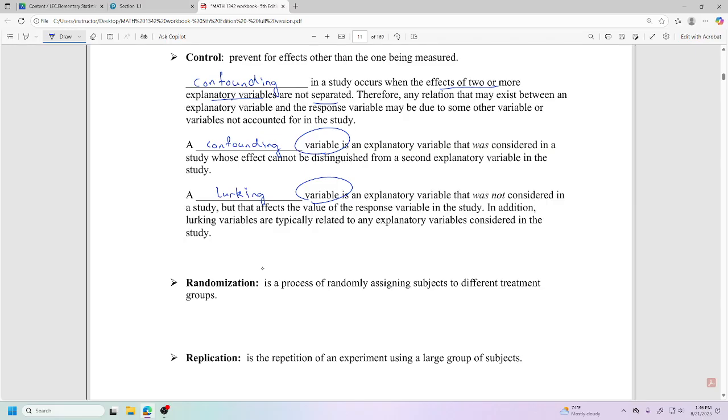Randomization, I think, is way more important. Randomization is, of course, making things randomized. But how do you do that? Let's just say that you wanted to randomly pick someone in this classroom. How would you do that? You tell me.